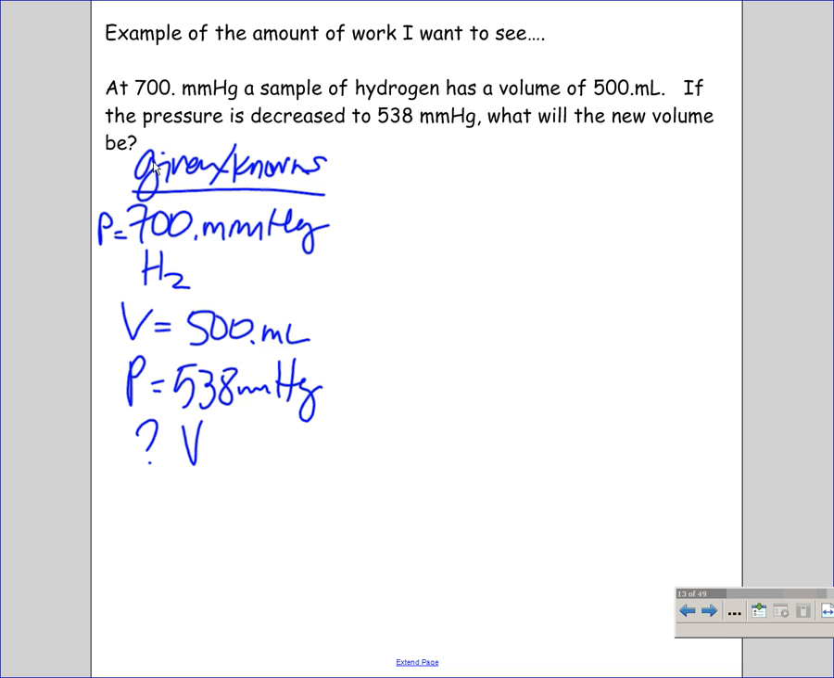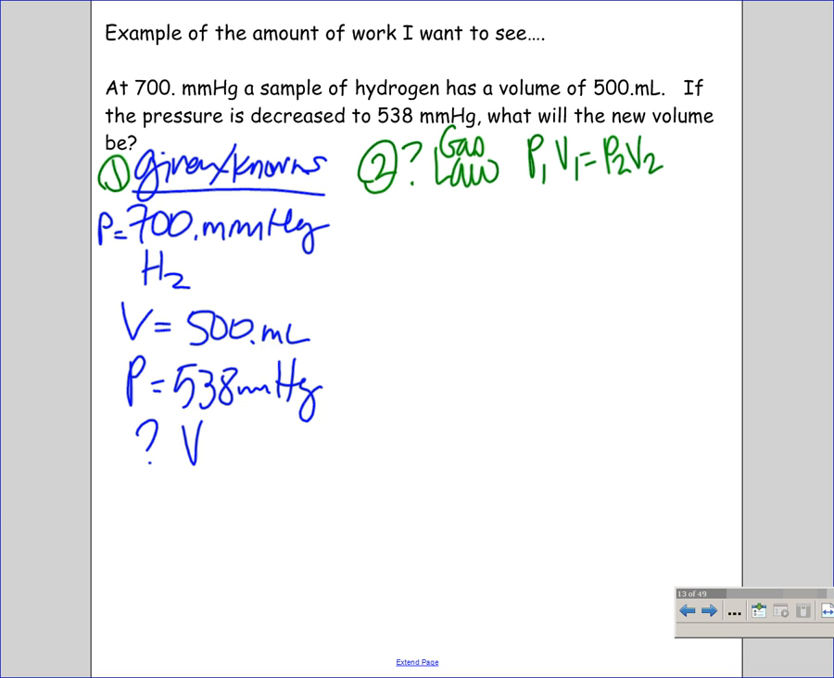So step 1 is where I always write down your givens. Step 2, is there a law you can use? A gas law? Boyle's, because you only have to do the pressure and volume. Pressure and volume twice, right? Yeah. So I've got a P, a V, a P, and an unknown V. So then you go, oh, well, I only have one law that I can use: P1V1 equals P2V2.